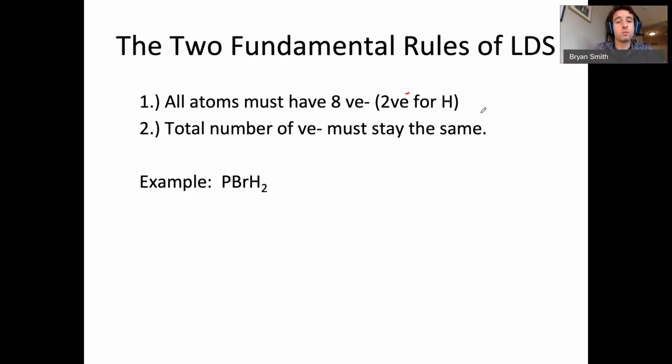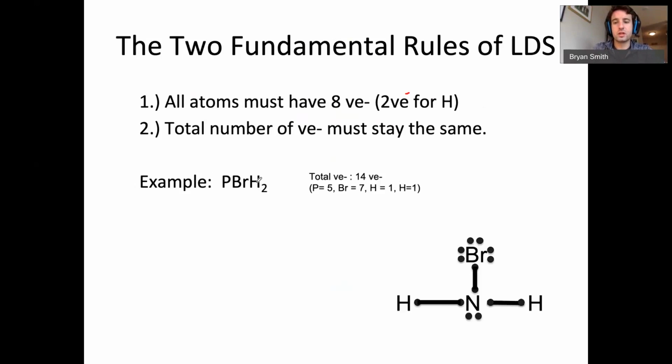Great. So here I'm just going to show you the example PBrH2. This is what its final Lewis dot structure looks like. So you'll notice that your Br has 8 valence electrons. Each hydrogen has 2 valence electrons. And the nitrogen also has 8. Again, 2 dots and then 3 bonds gets it to 8 there.